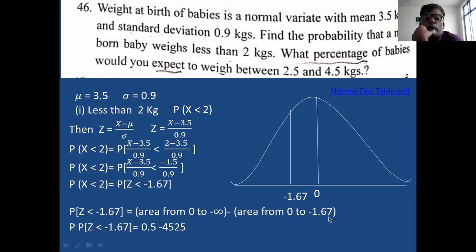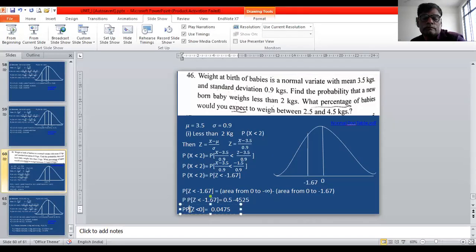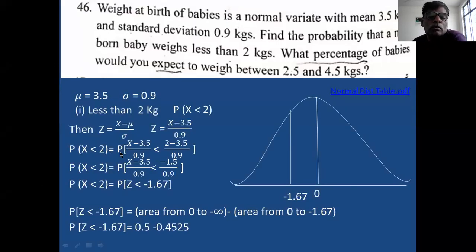0.5 and 1.67, you see in the normal distribution table. In the normal distribution table, the 1.67 value is 0.4525 as per the table. You go through the table. If you deduct it, the probability of Z is smaller than 0.